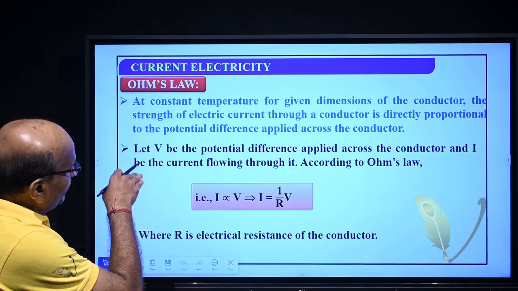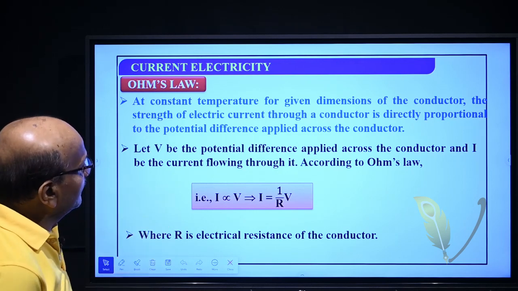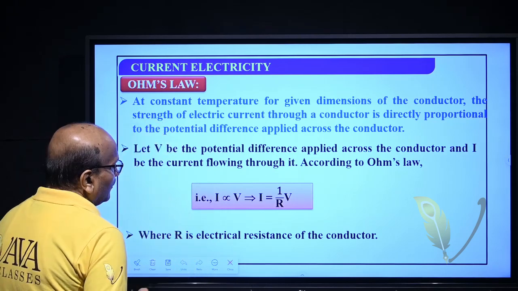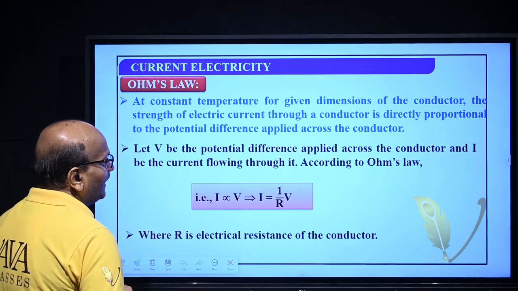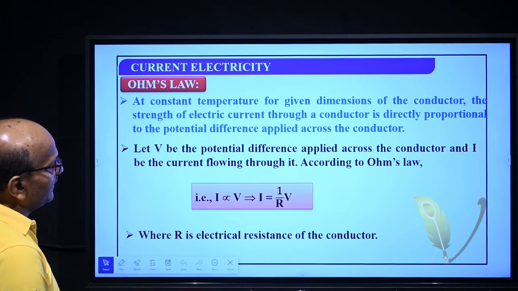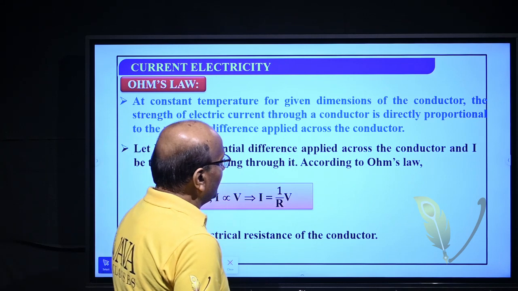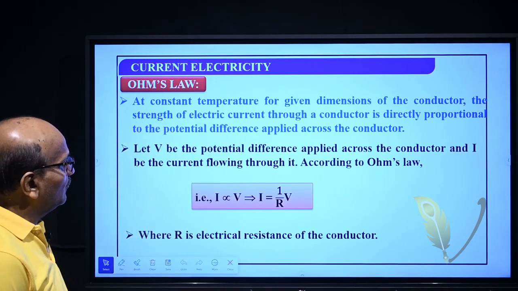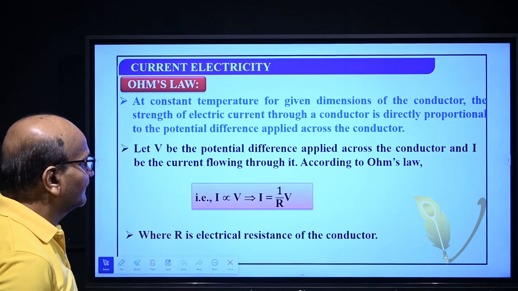So, if we keep temperature constant and for a given conductor, the current flowing through the conductor is directly proportional to the potential difference applied, or I is equal to 1 by R into V, where R is called the electrical resistance of the conductor. So, 1 by R is the proportionality constant and R is called the electrical resistance of the conductor. According to Ohm's law, I is equal to V by R.